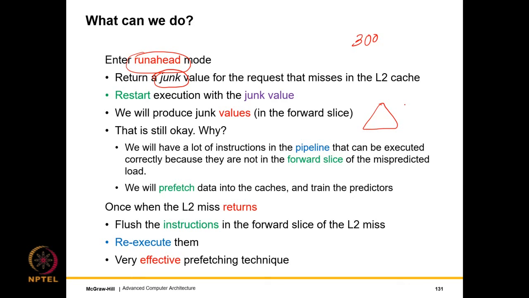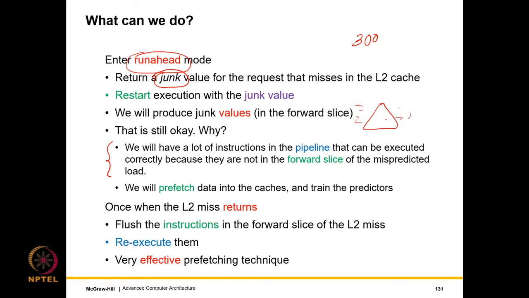So why are we doing this? Well, we will see in a second. But the key idea is that if we miss in the L2 cache, it's a long latency miss, no problem. What we would do is that we will simply get the data, set a bit, say it is a junk value, propagate it to its forward slice. So we'll nevertheless still have a lot of instructions in the pipeline that can be executed correctly because they are not in the forward slice of the mispredicted load, right? So you'll have a lot of instructions outside it.